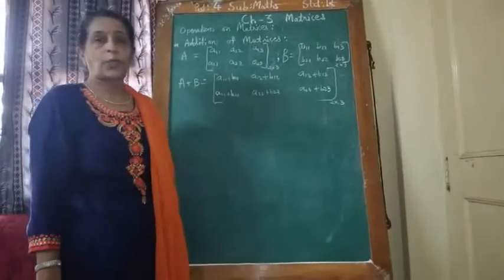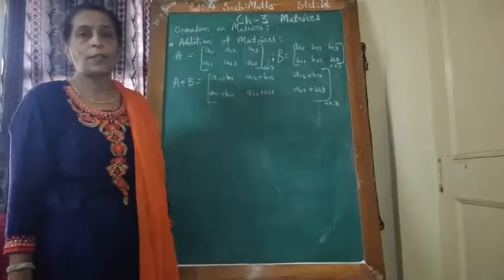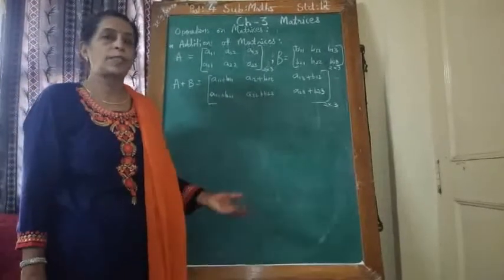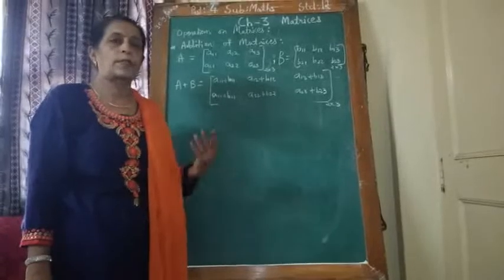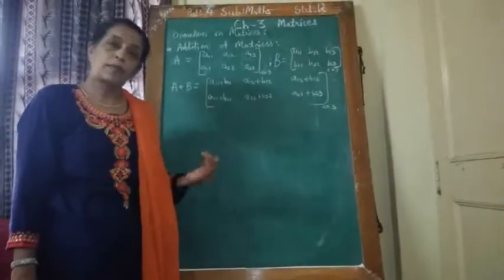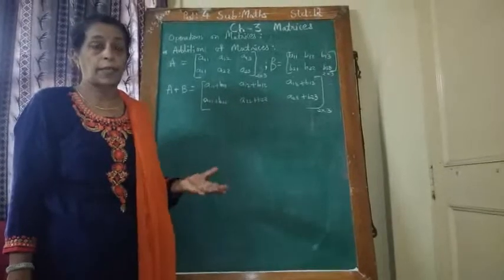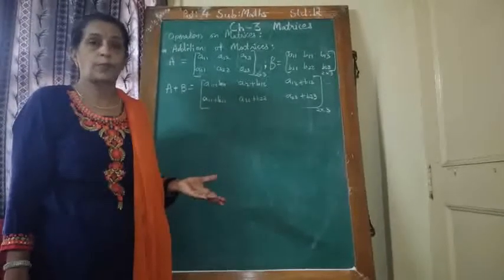Start new topic: operations on matrices. Operations on matrices means which type of operation: addition, subtraction, scalar multiplication, and multiplication of matrices. And additive identity properties also we have to see.